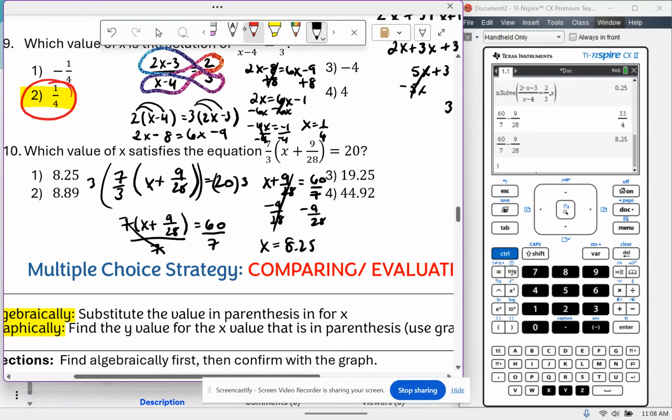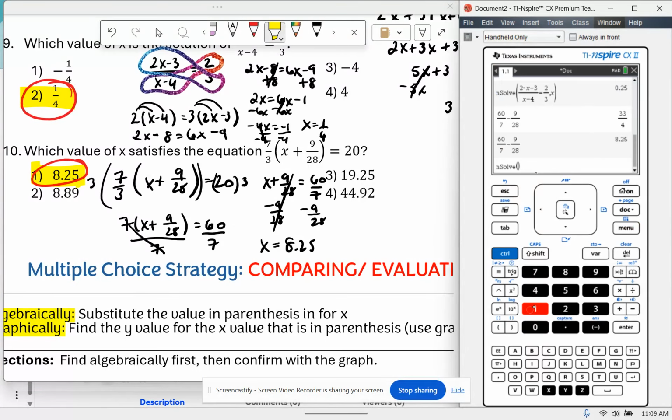So let's go ahead and select this answer choice here. And it's 8.25. Let's check with NSolve. Yay, we were right.